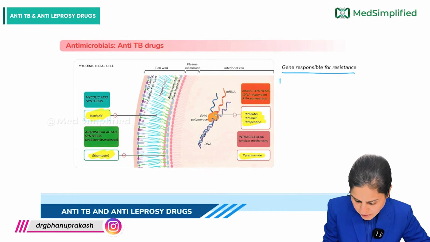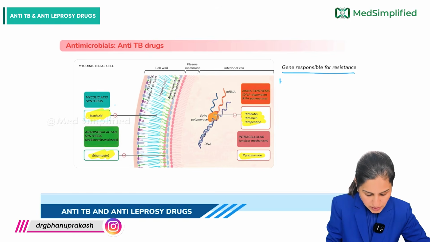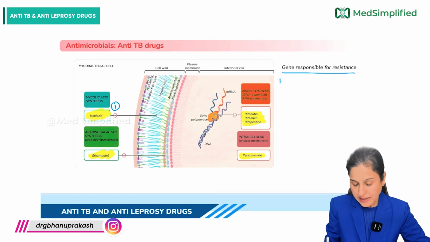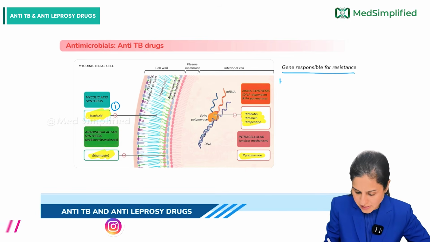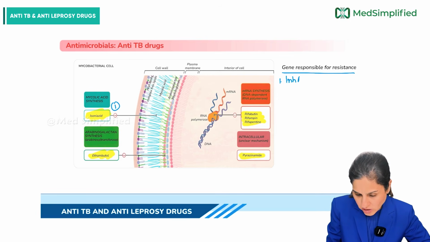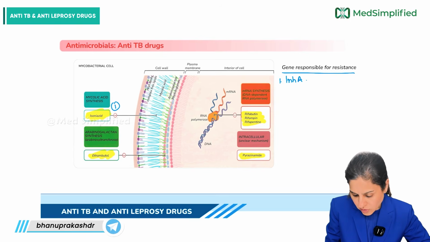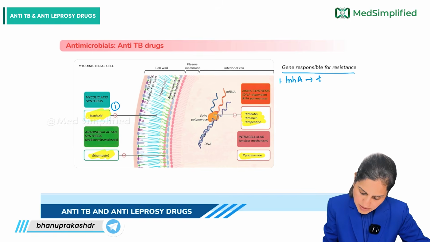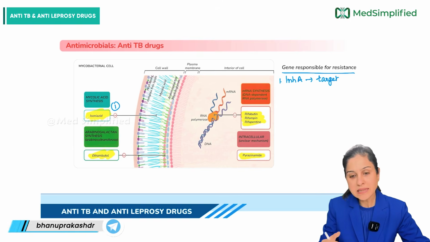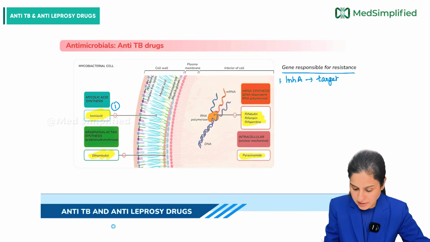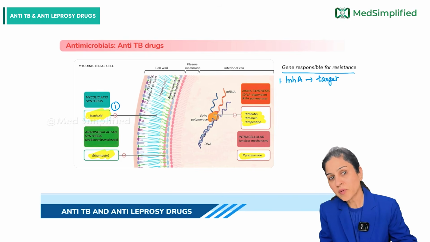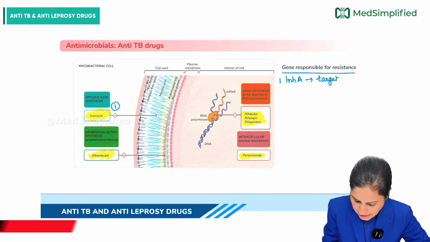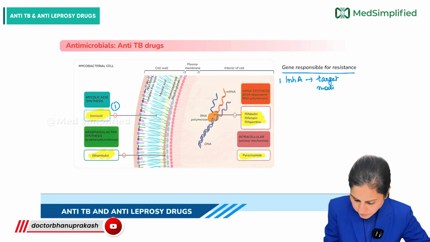The first drug here is isoniazid, and the two types of resistance are because of mutation in genes. One is INHA, which brings about target resistance. That means target modification occurs here, so INH can't bind properly to the target.